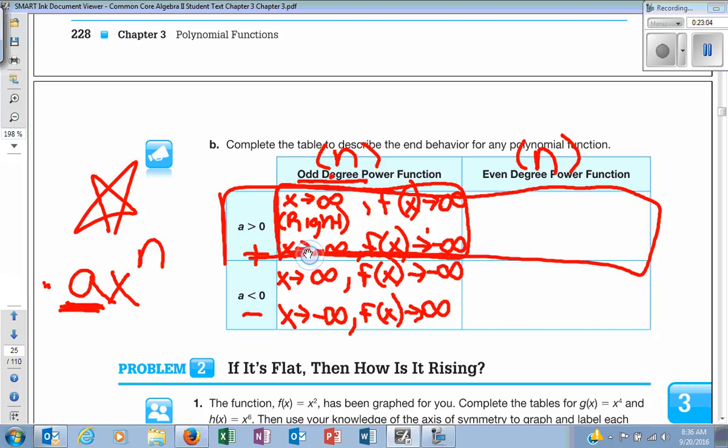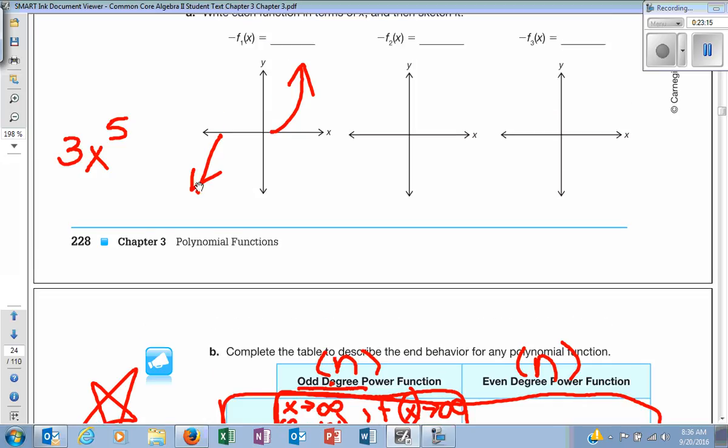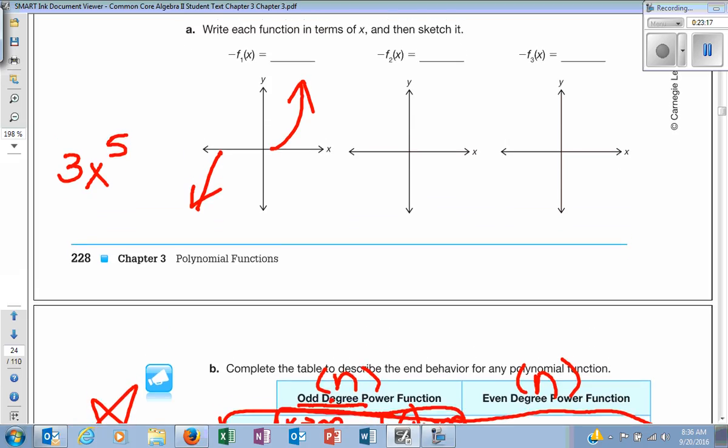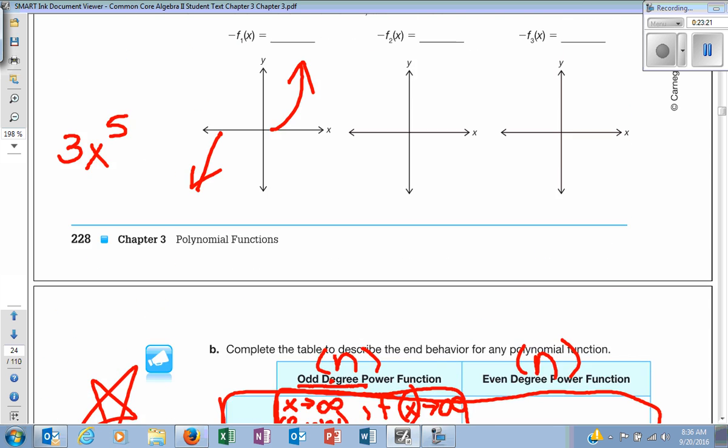If I'm talking about negative infinity for x, that means I'm going left, and I'm going to be going down. So as I'm on my left side, I'm going down. As I'm on my right side, I'm going up. Kind of making sense? Okay, what does this say? What if I had this?